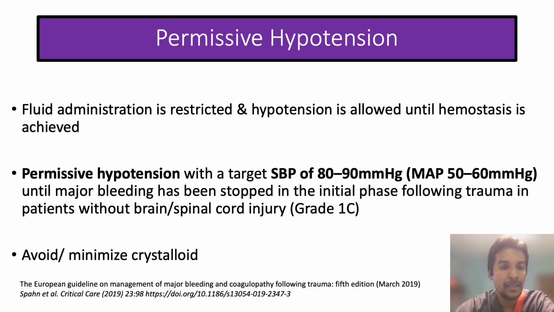The European Guideline on Management of Major Bleeding and Coagulopathy recommends permissive hypotension with a target systolic blood pressure of 80 to 90 or a MAP of 50 to 60 until major bleeding has been stopped in the initial phase following trauma in patients without brain and spinal cord injury.